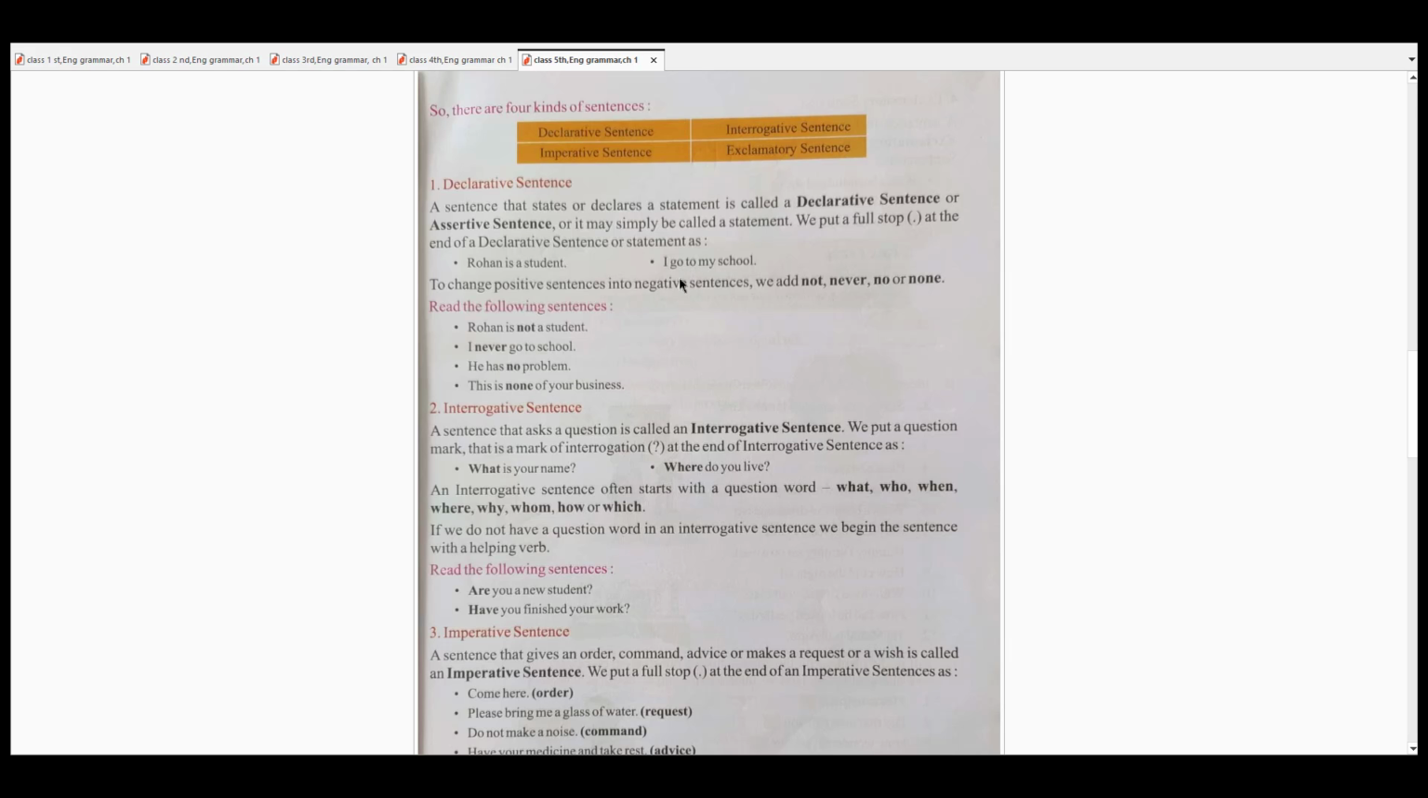"I go to my school." I have said that I go to my school. Therefore, "I go to my school" will be a declarative sentence because I have already declared that I go to my school, and it will end with a full stop.